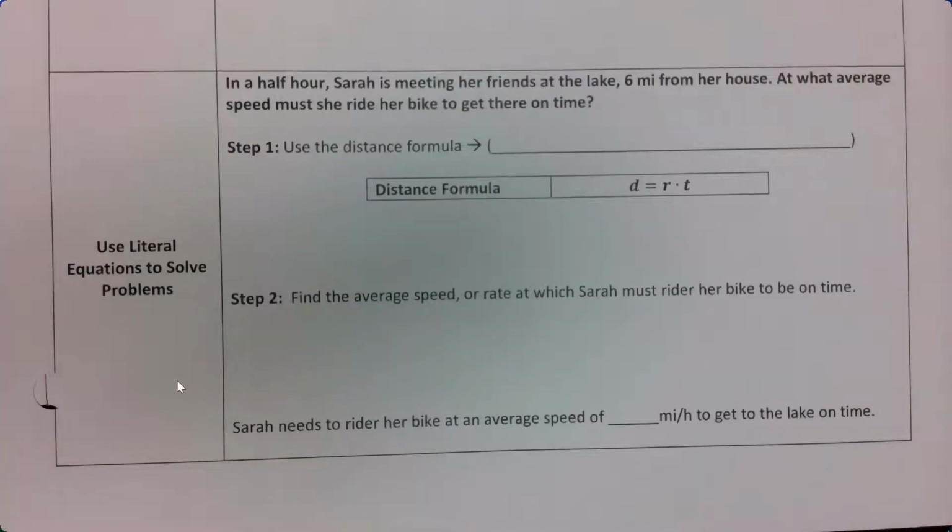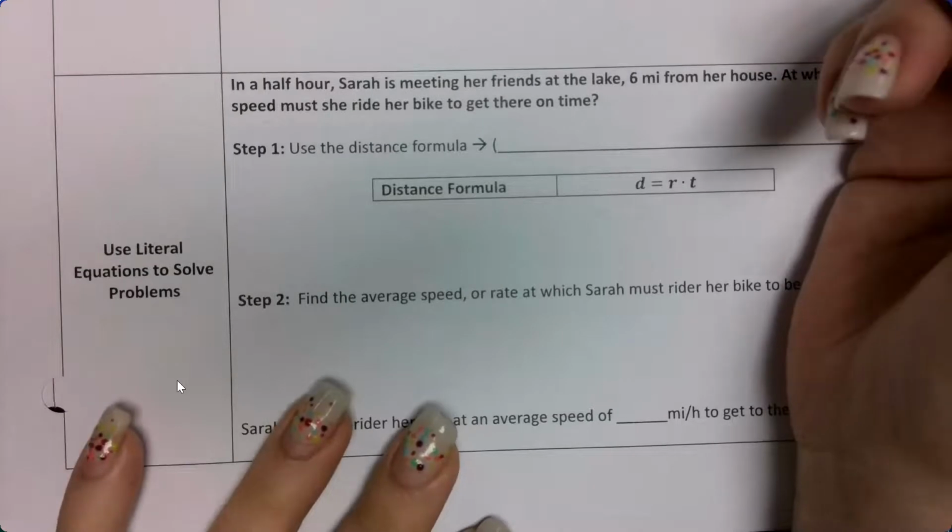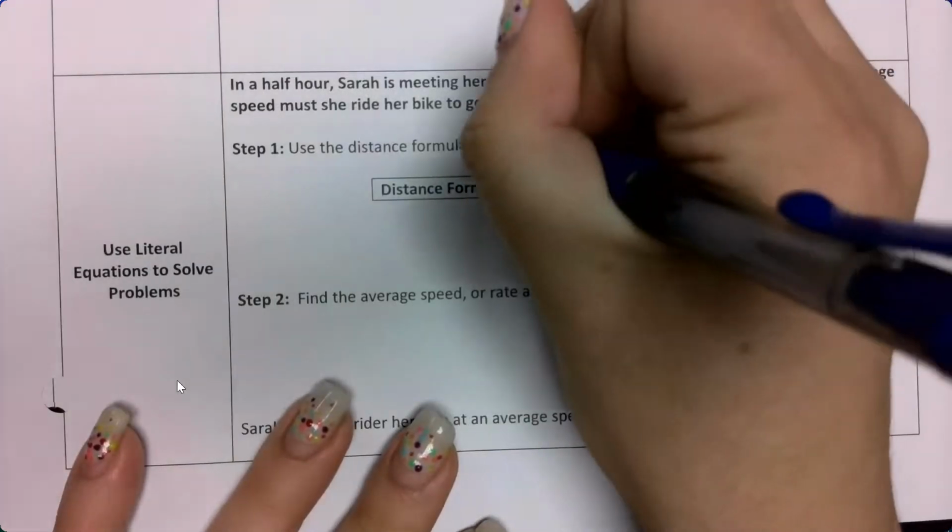Okay, so the next problem says in half an hour Sarah is meeting her friends at the lake 6 miles from her house. What average speed must she ride her bike to get there on time? So here we want to use our distance formula, and we are going to isolate r to find this average speed.